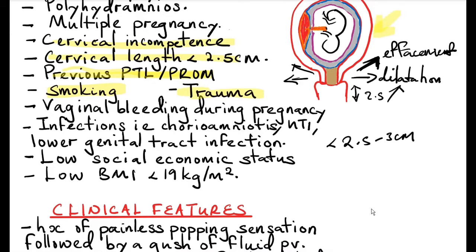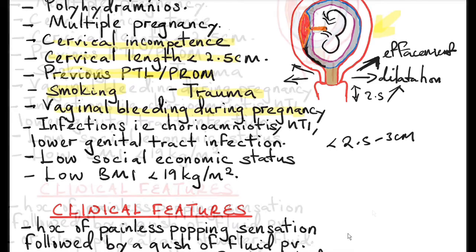Okay. Vaginal bleeding during pregnancy. This is where, let's say, you have bleeding from the placenta. So the blood will be going down here, down here. It will be separating the amniotic sac from the endometrium, which can result in rupture of the membranes.